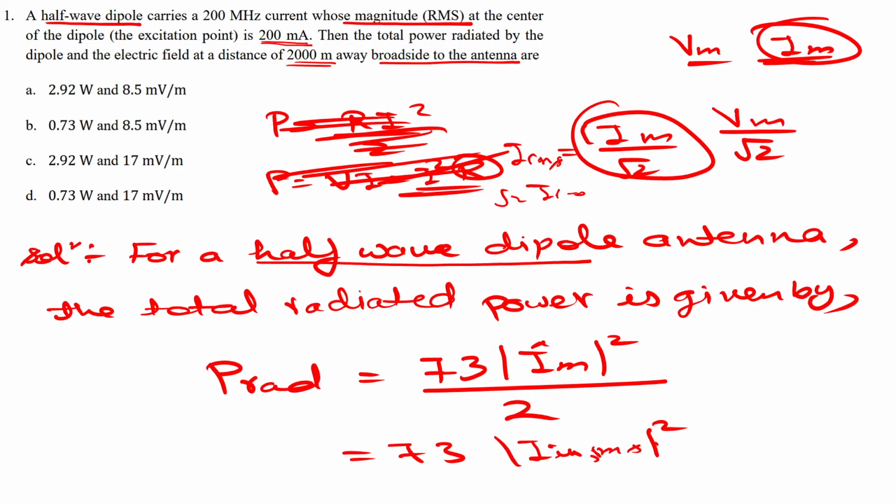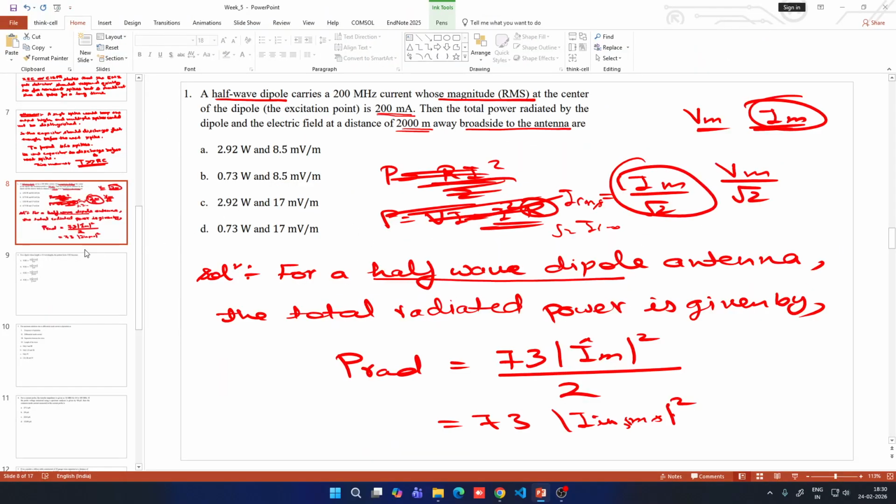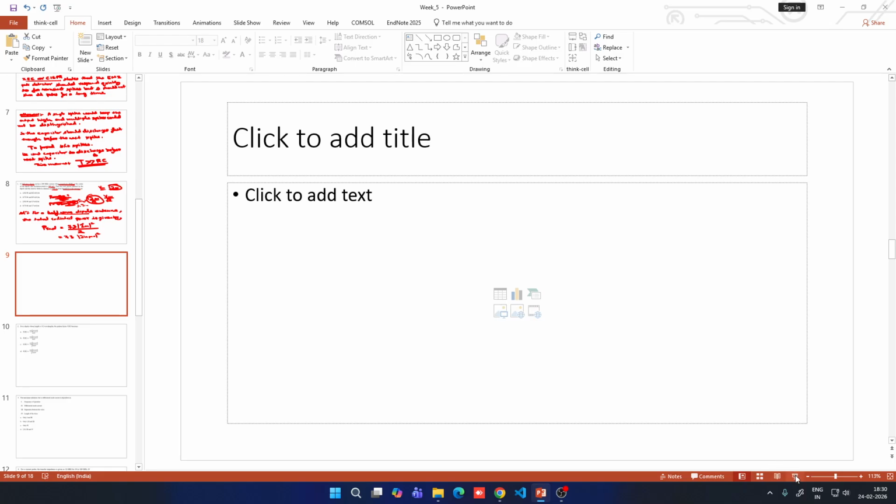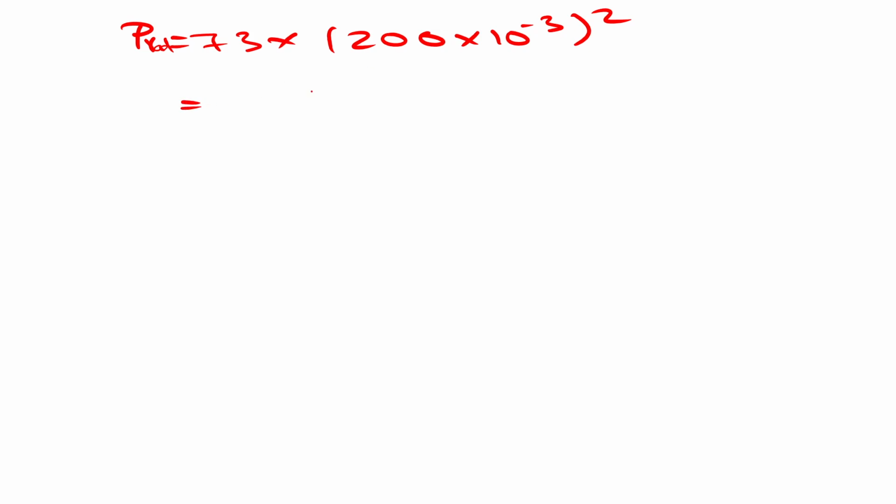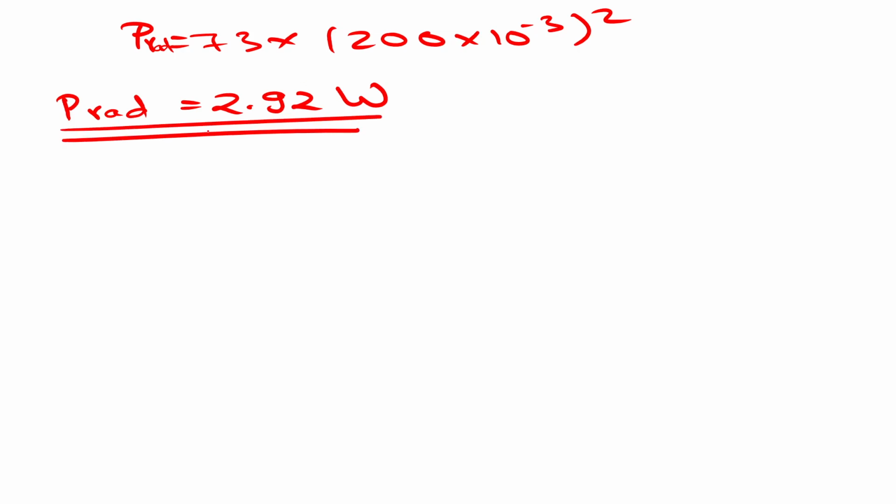Now everything else is given in the problem. We know what IRMS is. It is 200 milliamperes. So now we just have to put in the values. P radiated is 73 times 200 milliamperes whole square, and when we solve this we will get 2.92 watts. So this is the radiated power. So this is part 1 of the problem.